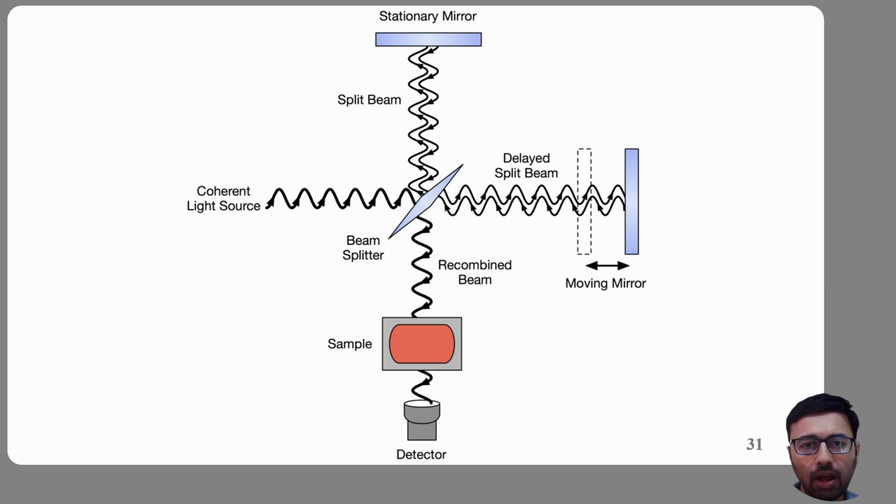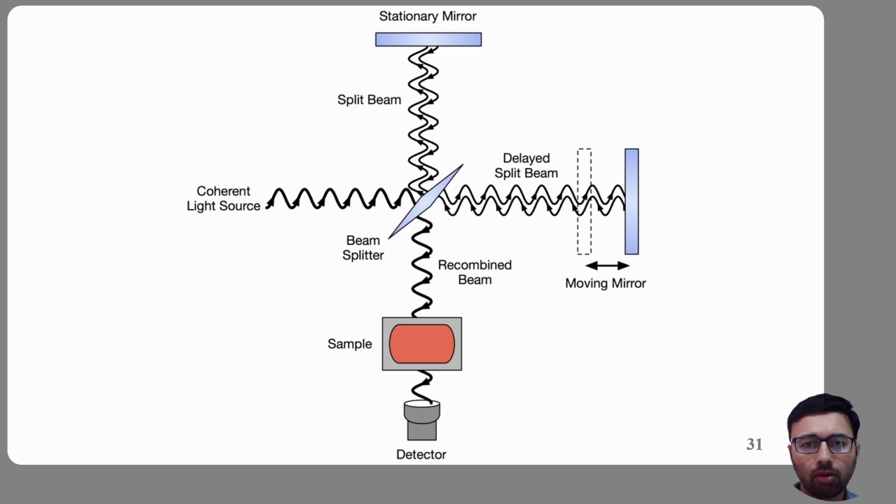This recombined modulated beam now passes through the sample. Certain infrared frequencies are absorbed by the vibrating molecules in the sample. Other frequencies pass through the sample. The resulting beam reaches the detector. The detector does not directly receive a normal spectrum. Instead, it records the interferogram. This interferogram contains all spectrum information encoded mathematically.